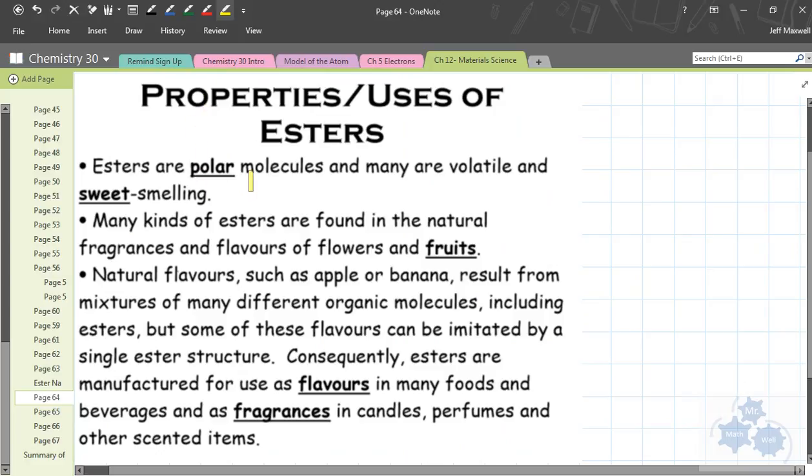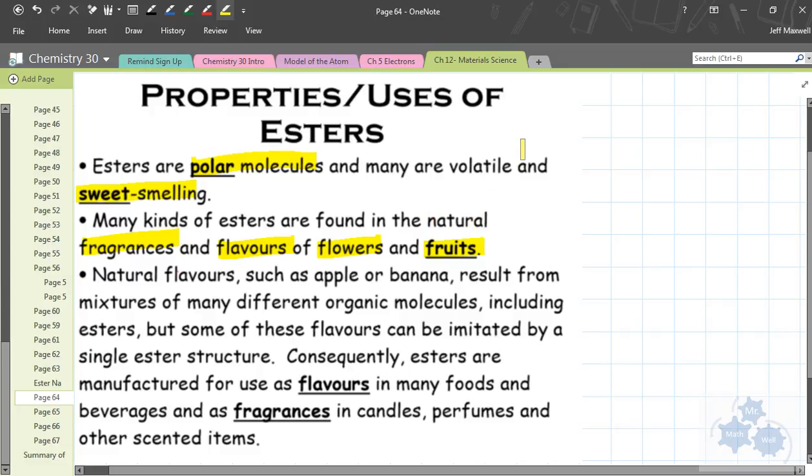Esters are polar molecules. Again, polar. Many are volatile, but many are also sweet smelling. Natural kinds of esters are found in natural fragrances and flavors of flowers and fruits. Flavors of flowers, okay, not sure how many of you are eating flowers, but fragrances of flowers and flavors of fruits are often due to the ester type organic molecule.